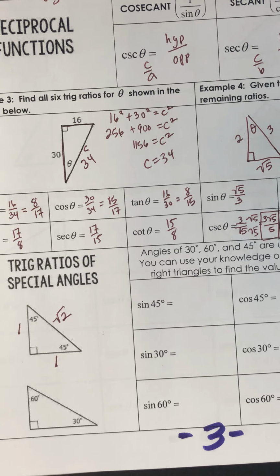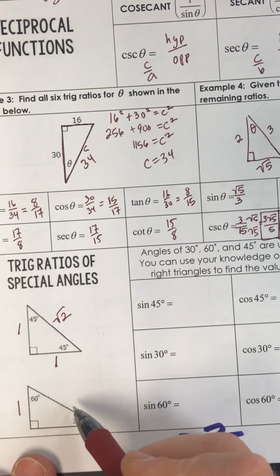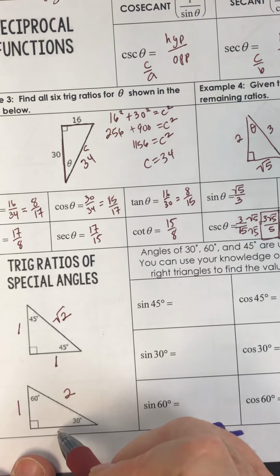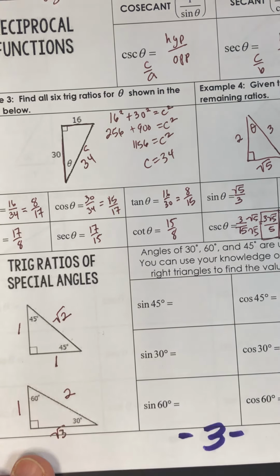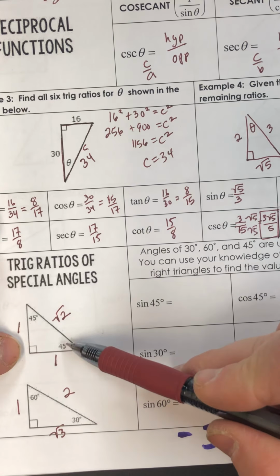Standard side lengths for the ratio of a 45, 45, 90 right triangle. For a 30, 60, 90, if we called this one 1, then we know that this is double, and this side is the square root of 3 times that. So square root of 3 times 1 is square root of 3. Those can be your basic ratios. So if we go to a 45 angle, we're going to use this triangle.